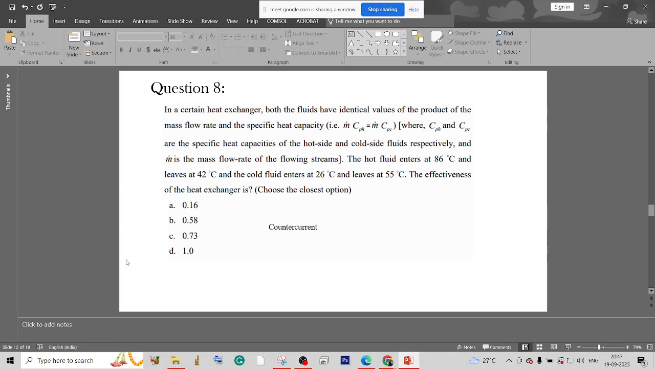The effectiveness we have to measure, right? We know the formula for effectiveness, so obviously we can measure. So I'll give you 2 minutes. This is a relatively very easy question. So I'll give you 2 minutes to solve this, and we will come up with the solution.